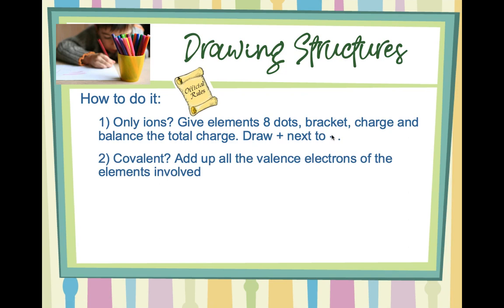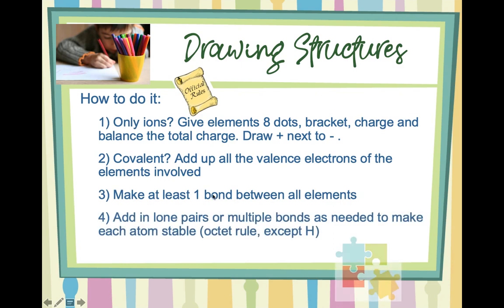Okay, but what about if it's just covalent bonding? So it's just a molecule. This is the part that's new. Add up all the valence electrons of the elements involved. You look at the periodic table for that. Make at least one bond between all the elements. Why? Well, they wouldn't be a compound if there wasn't at least one bond present.